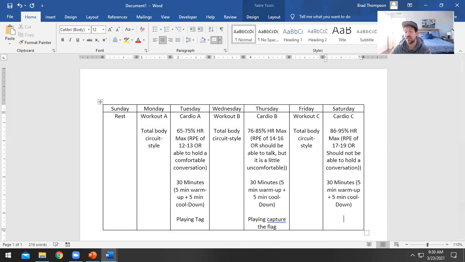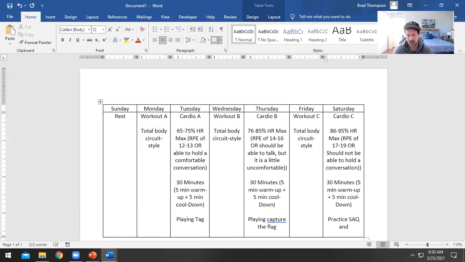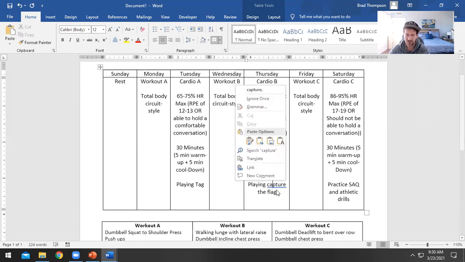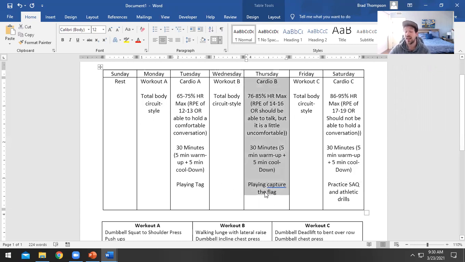And then over here, maybe it's on Saturday, which is the high intensity day. Maybe that's where we practice SAQ and athletic drills, right? So yeah, it's probably hyphenated. So that is sort of what that would look like in a youth version. But actually, I'll just leave that up here.